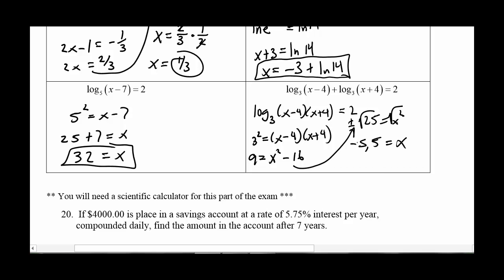Okay, now I just need to confirm that I don't violate any domain restriction. So when I get to x minus 4, that negative 5 being negative already makes that more negative. So that actually doesn't work. The 5 does work in both cases. So the correct answer is 5 in this case.